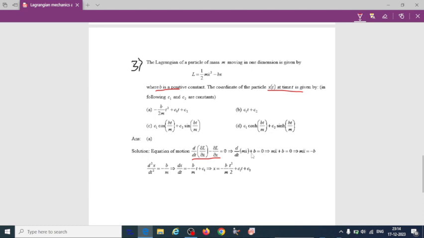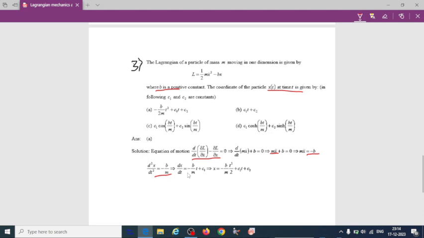So m, if you take common, x dot d by dt, that will be x double dot, this term, plus b. So m x double dot is equal to what? Is equal to minus b. Then x double dot is what? Double differentiation. d square x by dt square is equal to minus b by m. Okay. Then dx by dt.